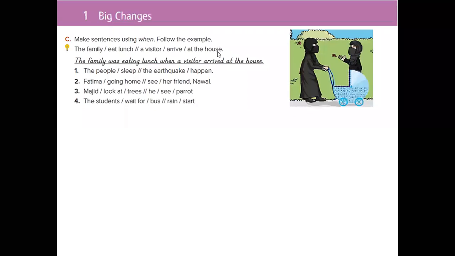At first, we should determine where the verbs are. The first verb here is eat. The second verb is arrive, where we use when before the second subject. This is the first subject and this is the second subject. We use when before the second subject. Okay, let's read the example. The family was eating lunch when a visitor arrived at the house.